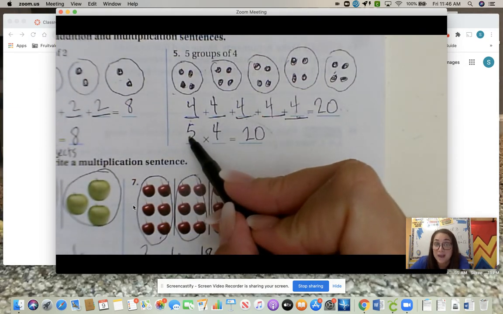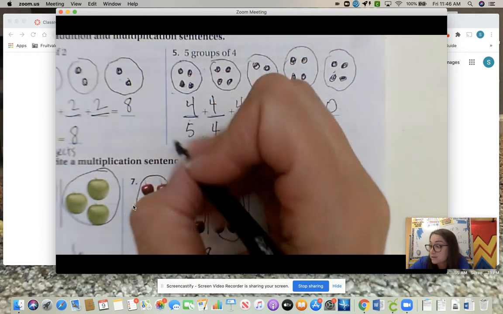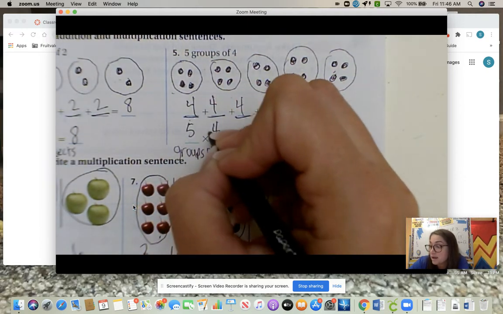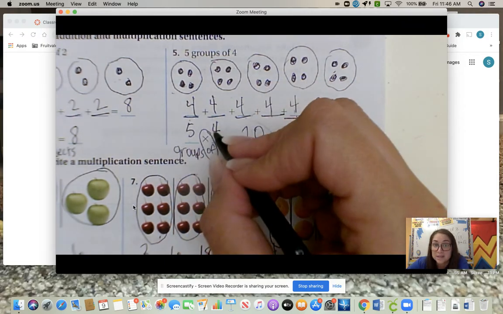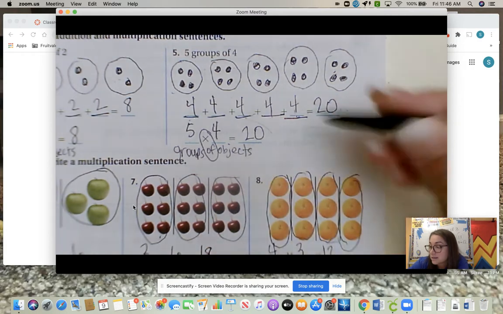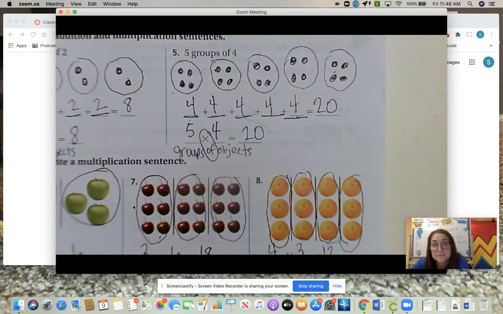And then we have our 5 because we have 5 groups. Remember, groups are first. So it's 5 groups of how many in each group? There are 4. So 4 objects. And 5 times 4 is 20.